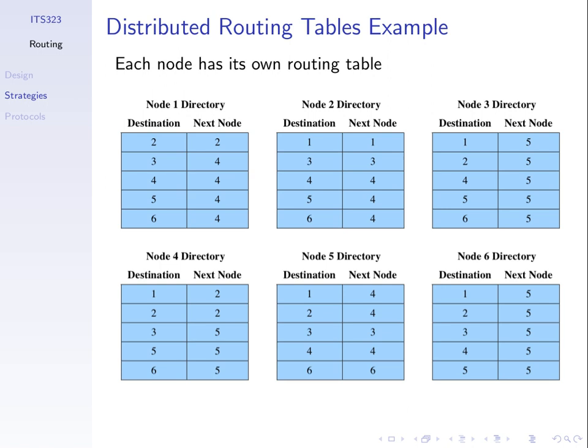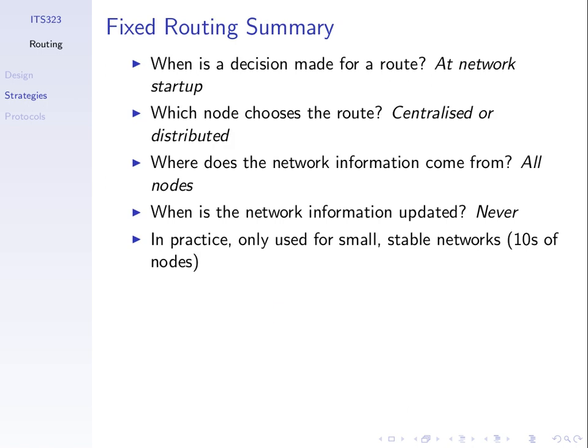In summary, with fixed routing, coming back to those design decisions that we looked at, when is a decision made for a route? Well, when we build the network, when we start the network. So in fixed routing, we just build the network, choose the routes, and choose them once. Who chooses the route? We can use either a centralized or a distributed approach.